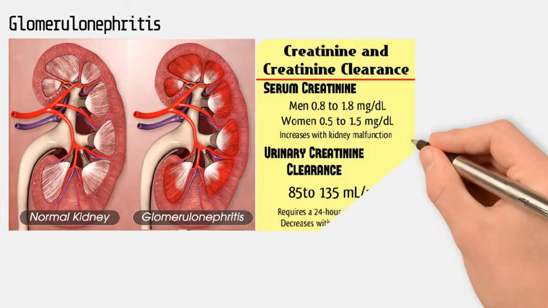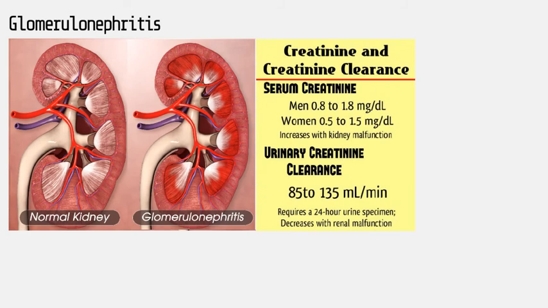The normal serum creatinine level is 0.8 to 1.8 mg per deciliter. It is increased when there is kidney malfunction. The normal urinary creatinine clearance is 85 to 135 ml per minute. 24 hours urine should be collected to assess the renal function. It is decreased in case of renal malfunction.